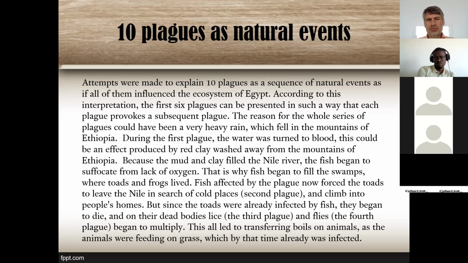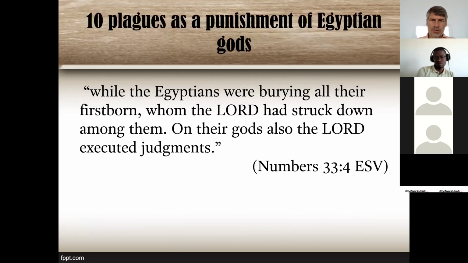Some people try to present the 10 plagues as natural events, but of course all those attempts fail, because it is just impossible to describe this as some natural effects without any extraordinary influence. Also, a very important idea is that the 10 plagues are presented as a punishment of the Egyptian gods. So why can we speak like this?